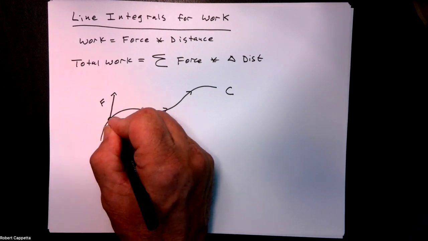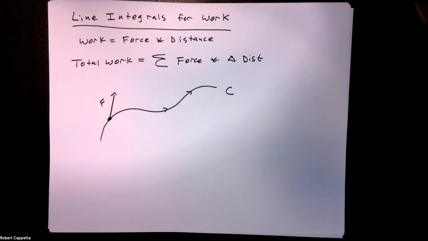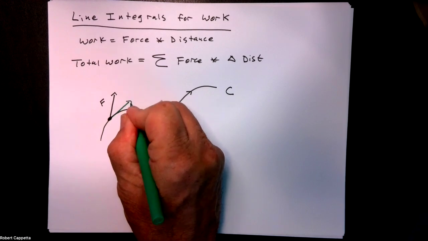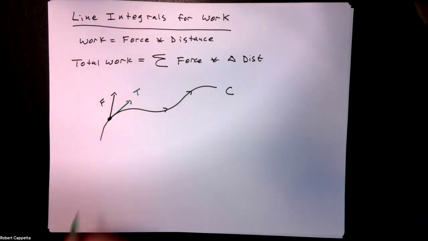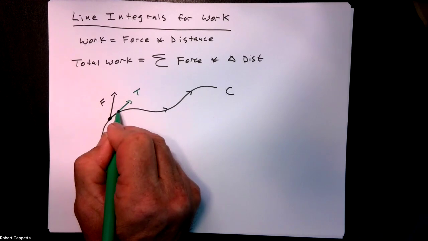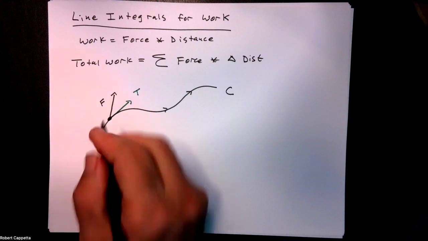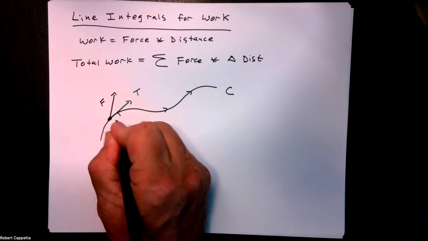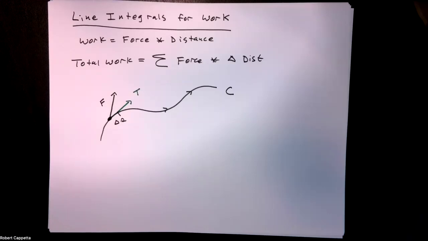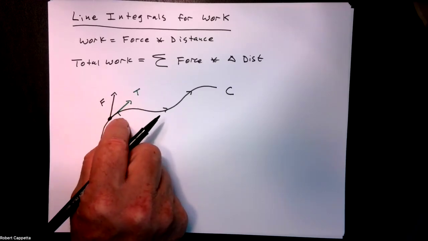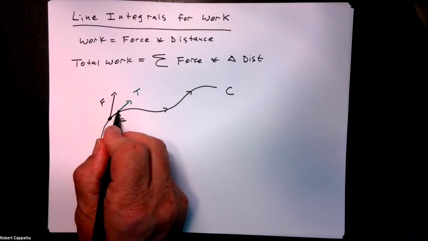So if I consider the unit tangent vector T, let's go ahead and draw that in. So this is the unit tangent vector T. The portion of the force in the direction of the unit tangent vector is what we're going to want, because we're going to break this up into a very, very small change in distance. Let's call this change in S. A very, very small change in S. How much force do I have going in that distance? That's the work that's done from here to here.